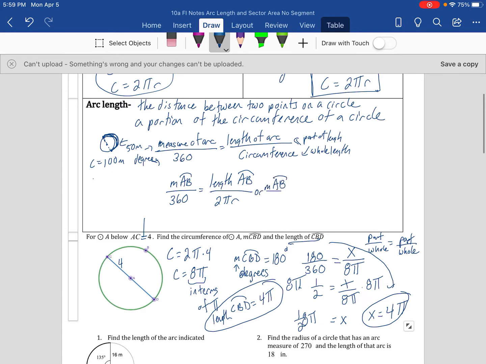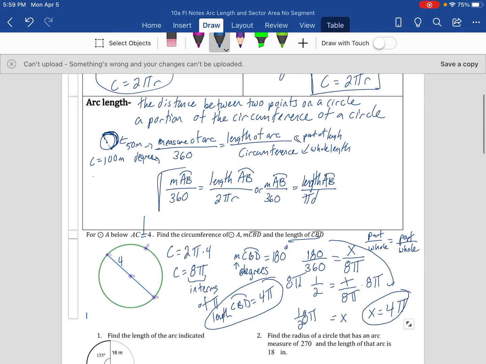Or you could do the measure of your arc over 360 is equal to the length of your arc over pi times diameter. All said and done though, this is the proportion. Okay. What's also true is this formula right here.